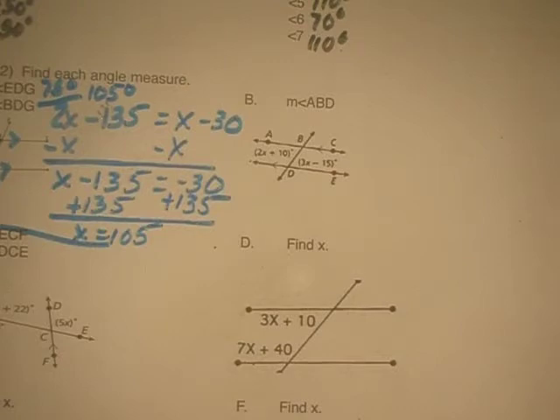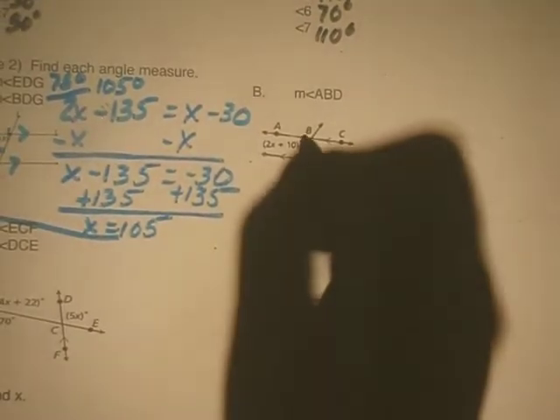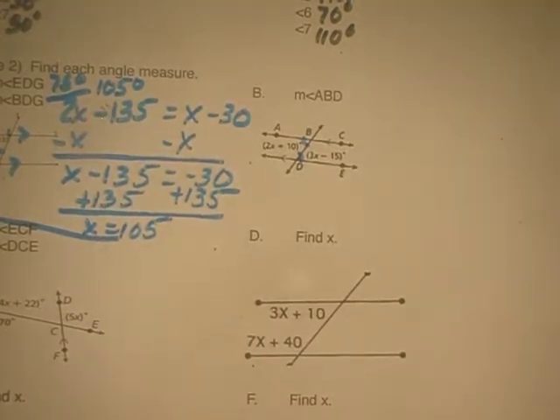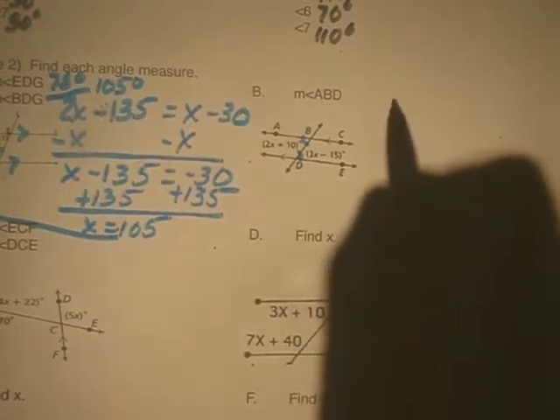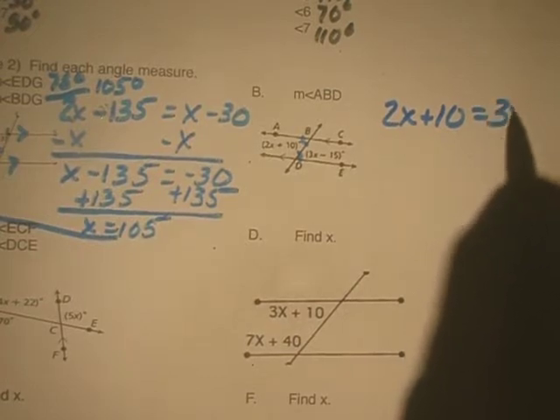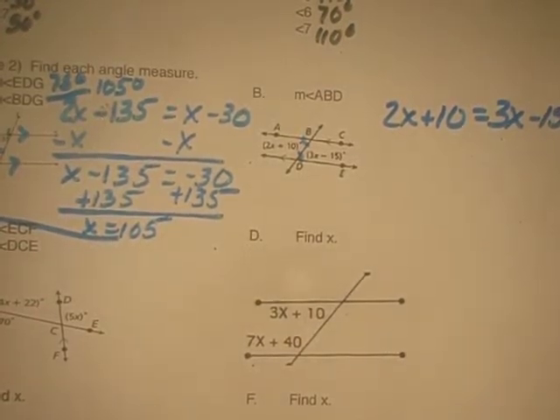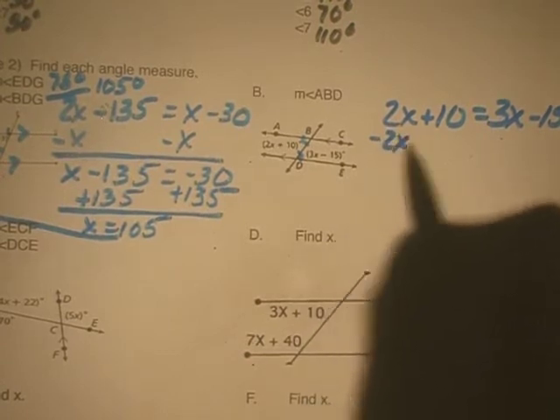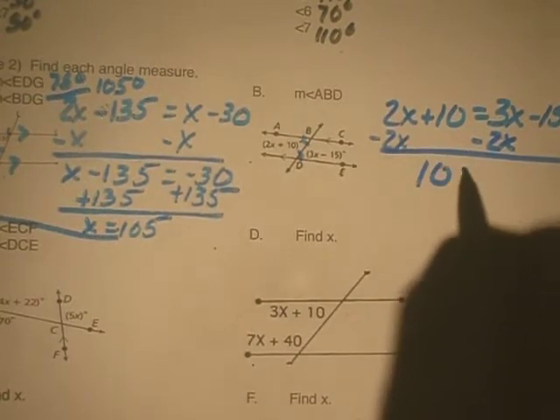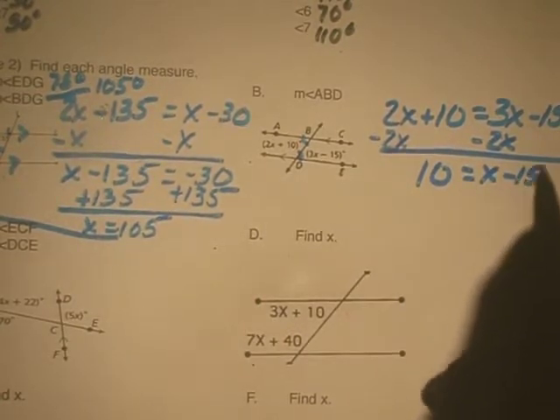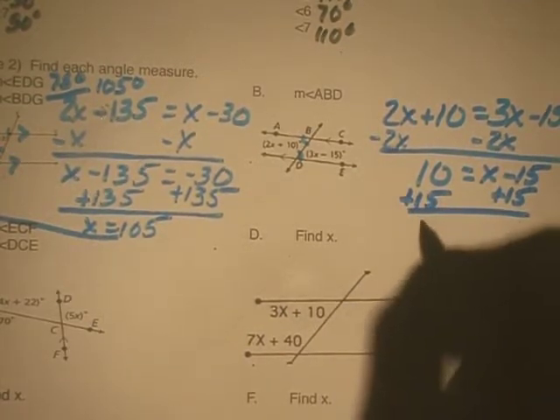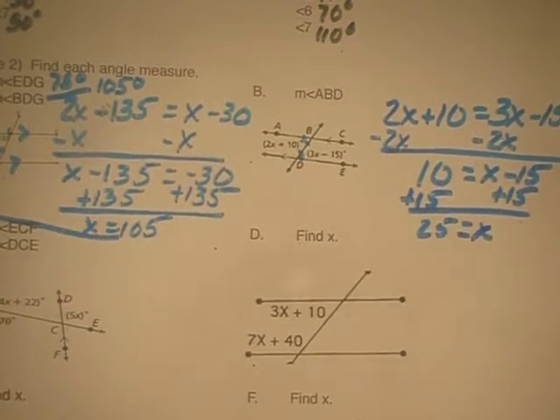Letter B, these expressions refer to these alternate interior angles. If you have parallel lines, alternate interior angles are congruent. So 2x plus 10 equals 3x minus 15. When you solve that, you subtract 2x from both sides, and you have 10 equals x minus 15. Adding 15 to both sides, you have x equals 25.